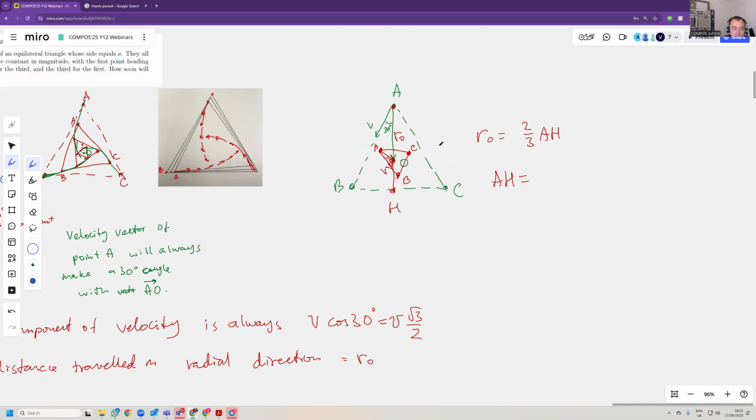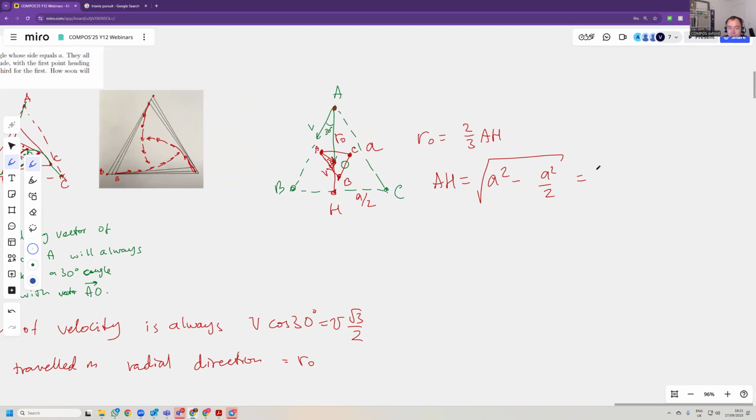AC, that's A squared minus A over 2, A squared over 2. Using Pythagoras theorem, to find the height is three quarters A squared, or square root of 3 over 2 A. And multiply this, so that equals 2/3 multiplied by square root of 3 over 2 A. The 2 cancels, so that's square root of 3 over 3 A.